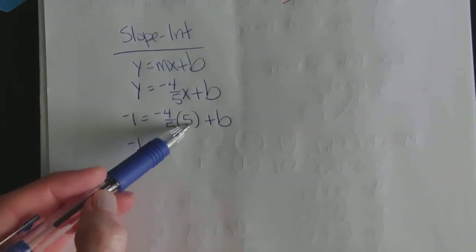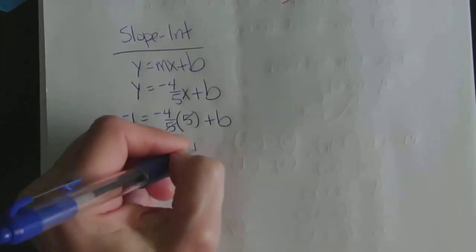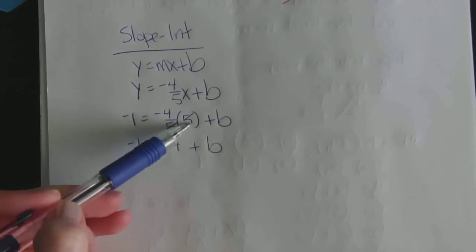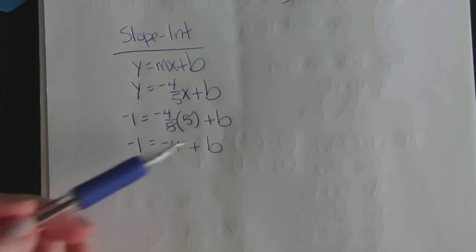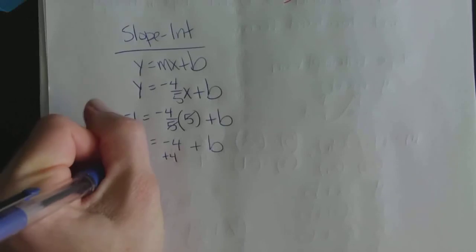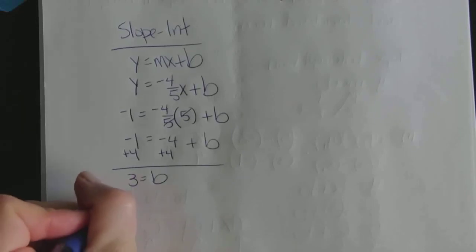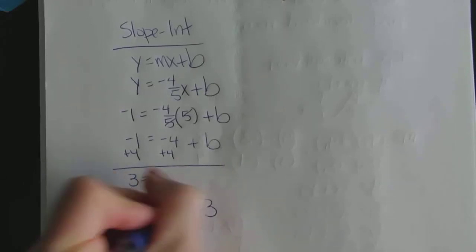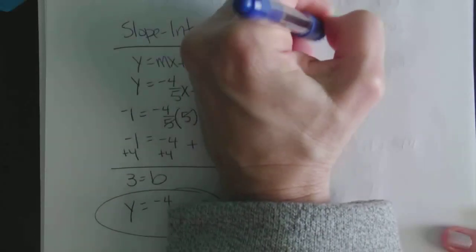Don't run for your calculator. We can do this in our head. See, when you take -4/5 times 5, these 5s knock out top to bottom. So you're just left with -4 plus b. You could also think of it as -4 times 5 is -20. -20 divided by 5 is also -4. And now solving for b, we're going to add 4 to both sides. So 3 equals b. Final answer, slope-intercept form, y equals -4/5 x plus 3. There we go.